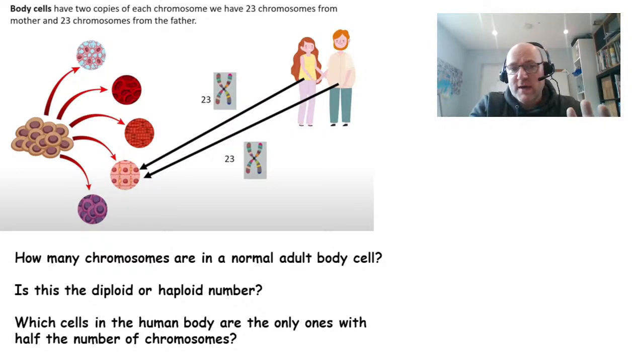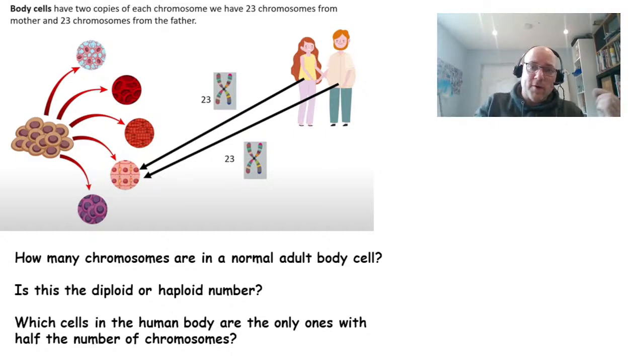You also need to know for this paper as well, mum and dad donate 23 chromosomes each to the first cell that you were made of. So you've come from a cell made of 46, 23 from dad's sperm, 23 from mum's egg. They come together to make 46, and then every cell in your body has 46. So that's the diploid number.